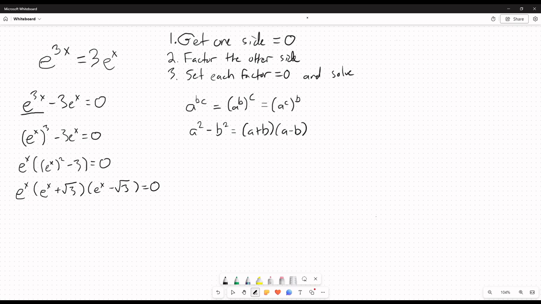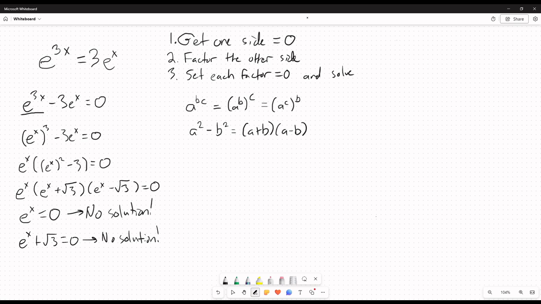And now our last goal is to set each factor equal to 0 and solve. So what happens when we do that? Well, our first factor is e to the x. This will never equal 0 because e to the x is always positive. The same thing is going to be true of e to the x plus square root of 3 equals 0. This will also have no solution because square root of 3 is positive, e to the x is positive, so that's going to be some positive number. It will never equal 0.